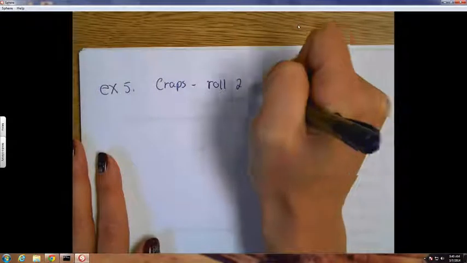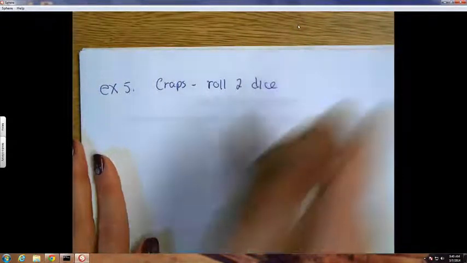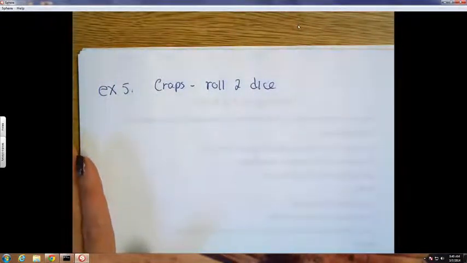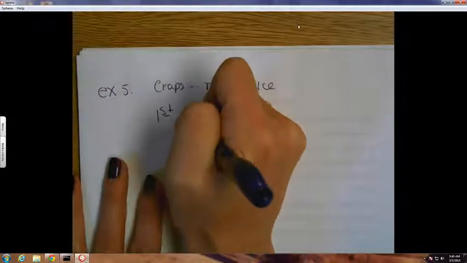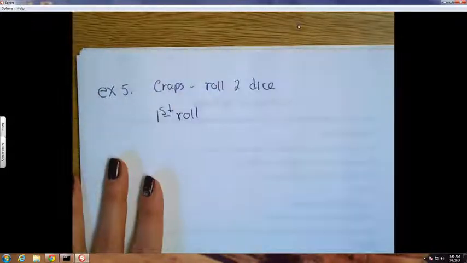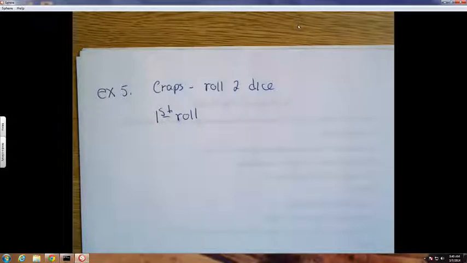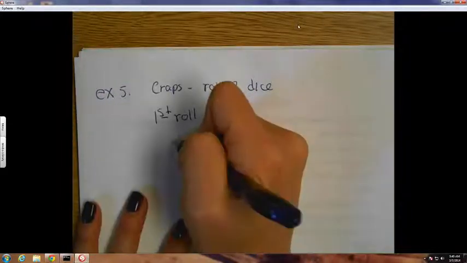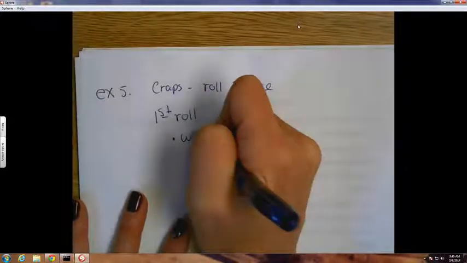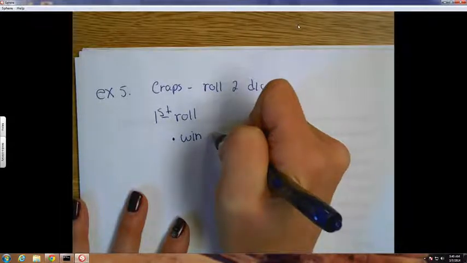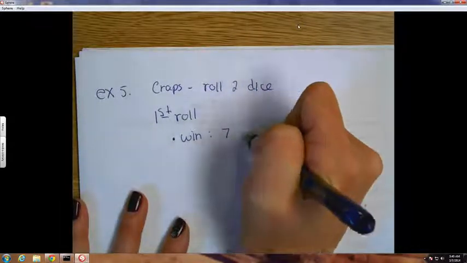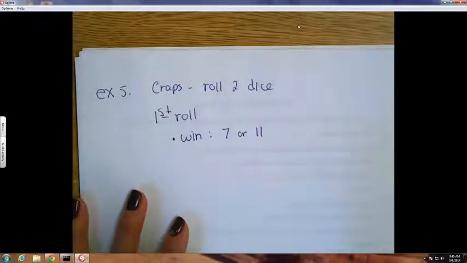Roll 2 dice. I don't even understand what you're trying to get. Well, I'm going to tell you right now. Roll 2 dice. A bunch of people cheered, a bunch of people like crap. I know. You lose a lot of money. The first roll, there's 3 things that can happen. You will win your bet if you roll a 7 or 11. That means the 2 numbers on the dice add up to either 7 or 11.